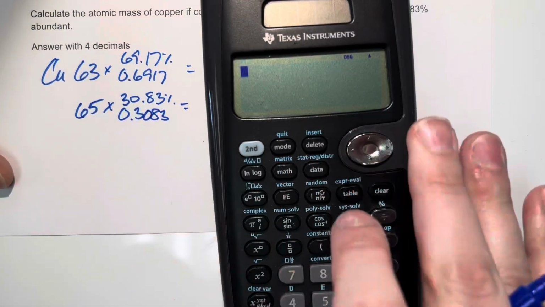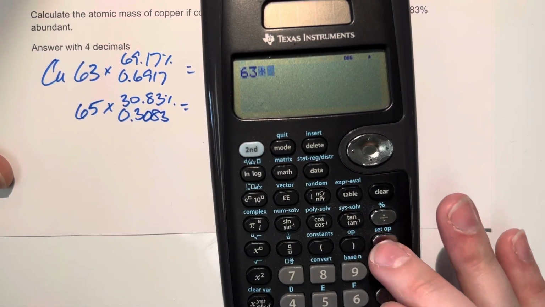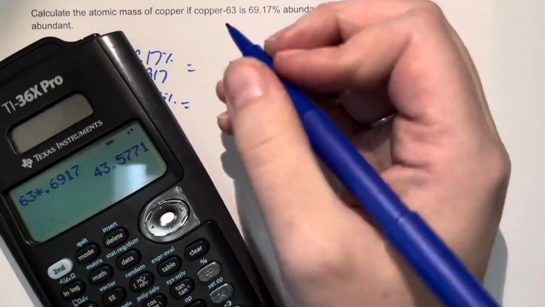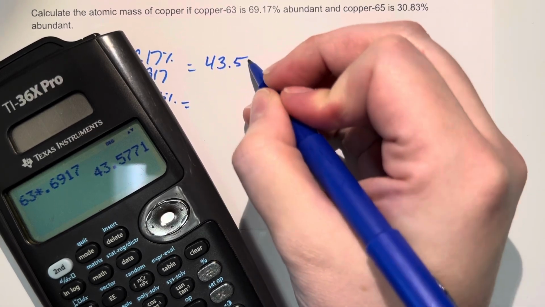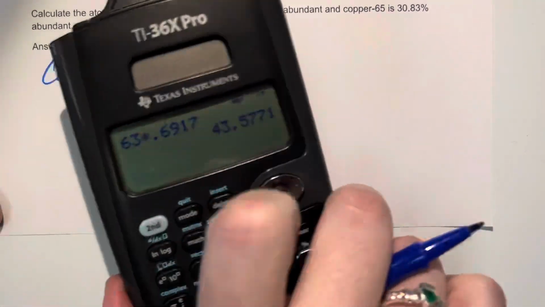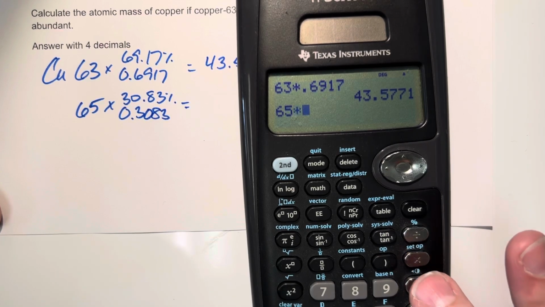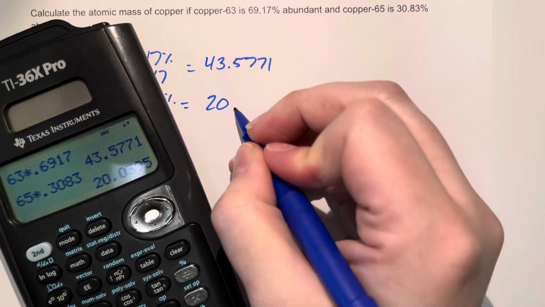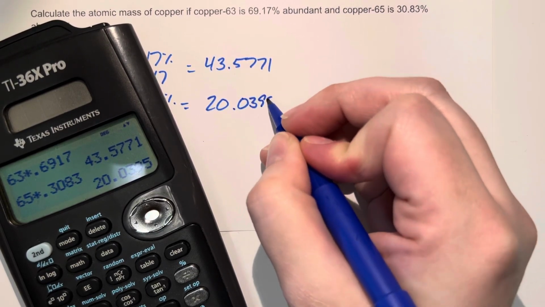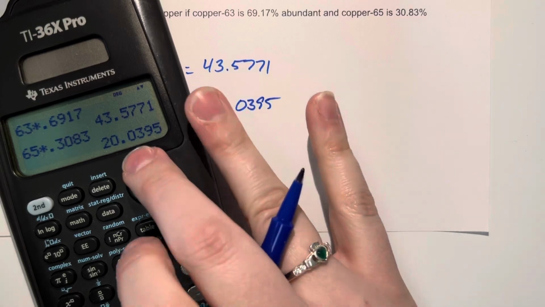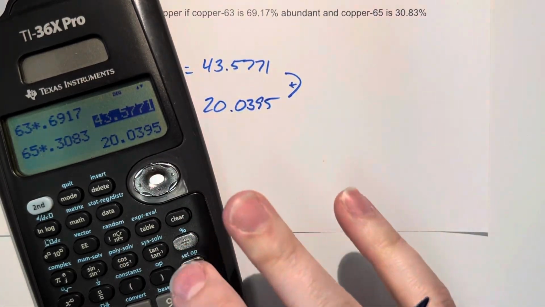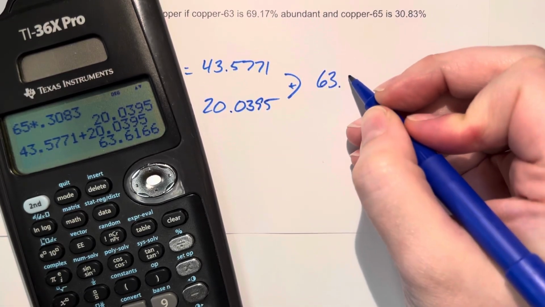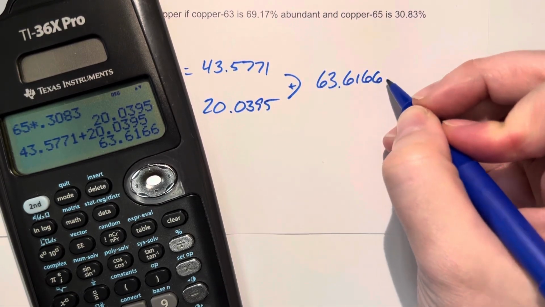Plugging that into the calculator. So 63 times 0.6917 gives me 43.5771. And 65 times 0.3083 gives me 20.0395. Adding these two together gives me 63.6166.